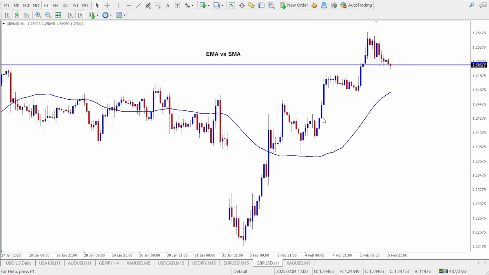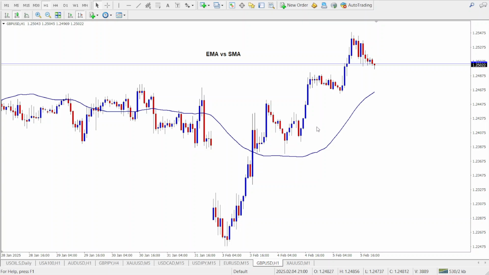Now, the simple moving average is the most basic type of moving average, and as the name suggests, it's pretty simple. The SMA calculates the average price over a specific period and applies equal weight to all price points. For example, a 50 period SMA takes the last 50 closing prices, adds them up, and divides by 50. The result is a smooth and steady line that helps traders identify long-term trends.